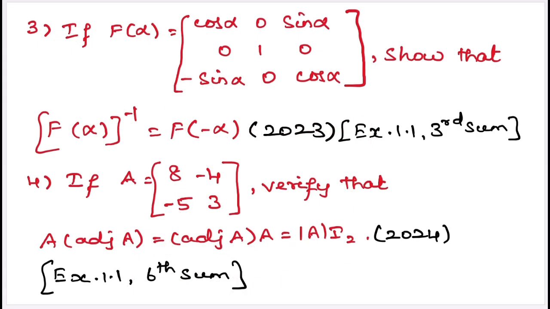From that we have f of minus alpha is equal to f of alpha the whole inverse. Next question, if A is equal to matrix of 8 minus 4 minus 5 3, verify that A of adjoint A is equal to adjoint A of A is equal to determinant of A into I2. இது 2024 ல கேட்ட question. இது bookல exercise 1.1 ல 6th sum. Matrix கொடுத்து verify பண்ண சொல்லியிருக்காங்க.